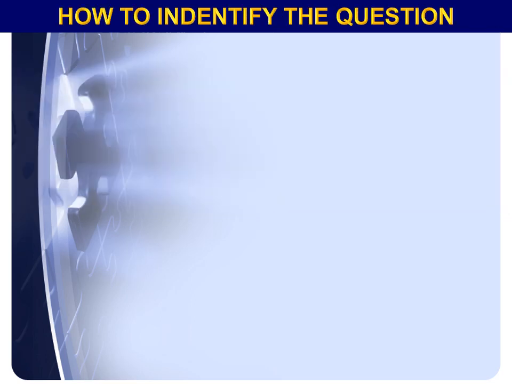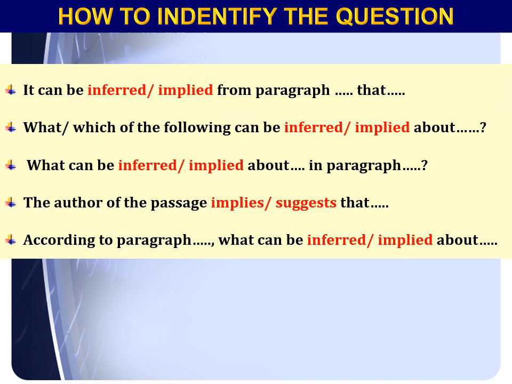How do you know that this is an inference question but not the other type of question? That's quite easy. I'll give you some examples. The question normally contains the word infer or implied. For example, it can be inferred from paragraph 1 that, or which of the following can be inferred about, or what can be inferred about in paragraph. If it's easy, it will just limit you to one paragraph.